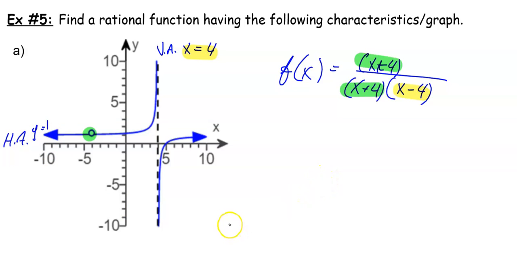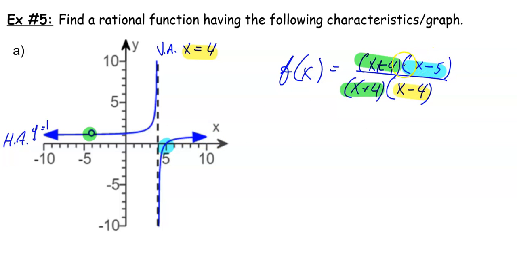So this horizontal asymptote of y equals 1 lets me know that the coefficients of x and x need to be the same, and they need to have a ratio of 1, which they do. Now, how did I get this x plus 5? Well, it actually shouldn't be x plus 5. I made a mistake when I wrote it down, it should be x minus 5. And it's minus 5 because of my x-intercept right there.